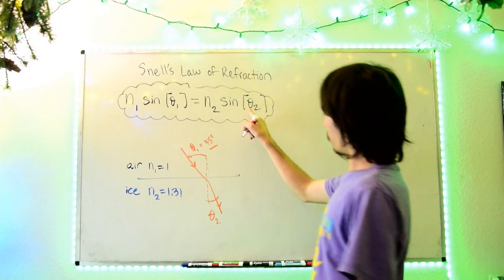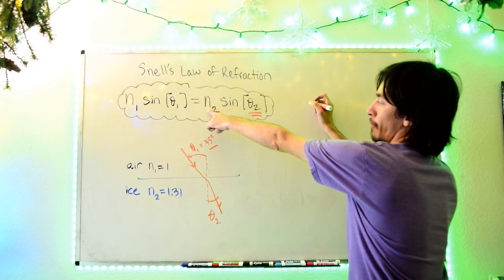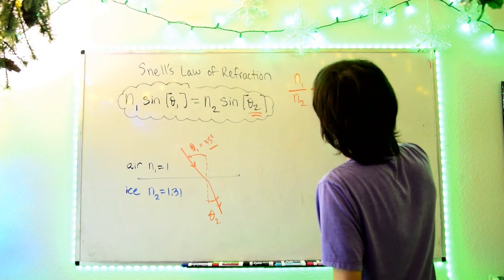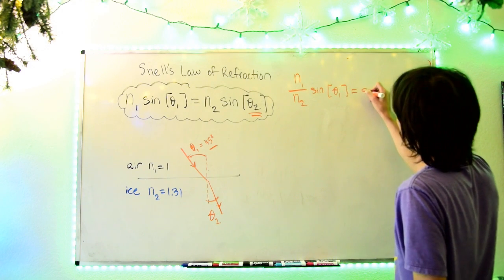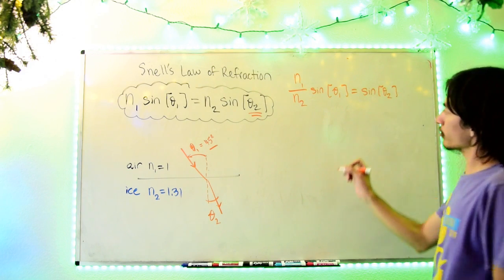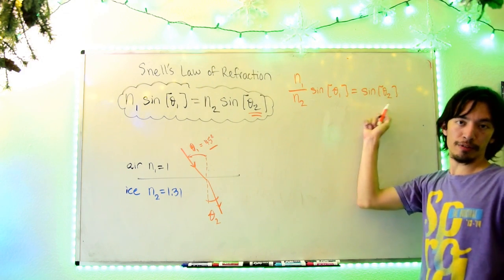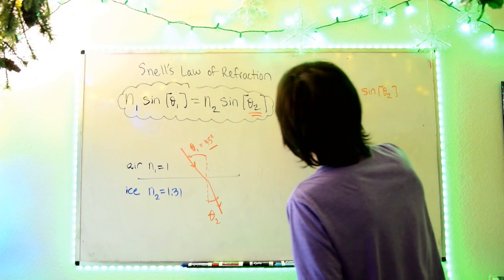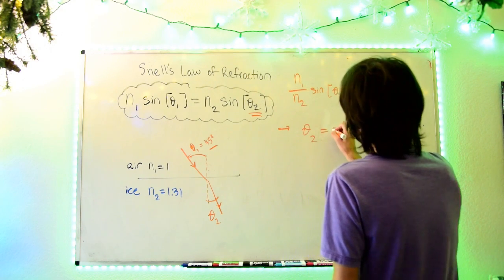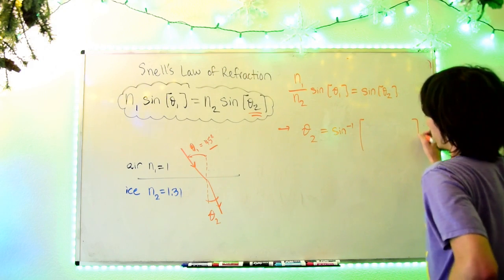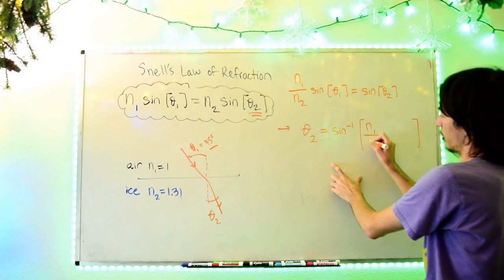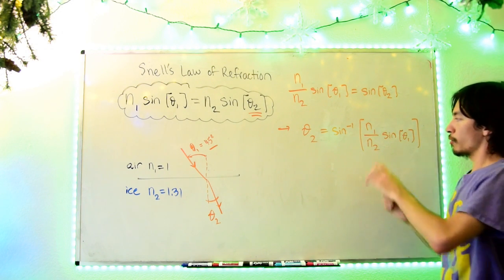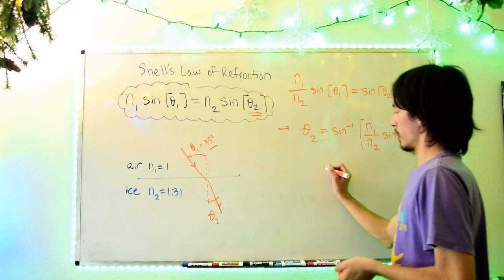So we're going to solve for theta 2. So we divide by N2 over to the other side. So N1 divided by N2 sine of theta 1 equals sine of theta 2. And then we take the inverse sine of both sides to isolate the angle. So theta 2 is the sine inverse of all the other stuff, which is N1 over N2 sine of theta 1.